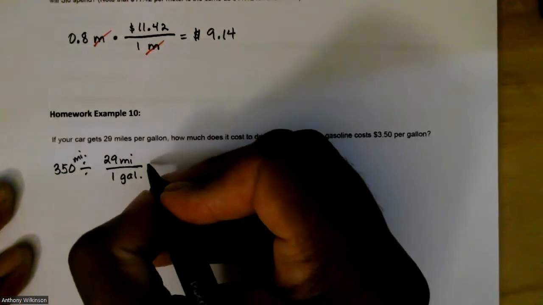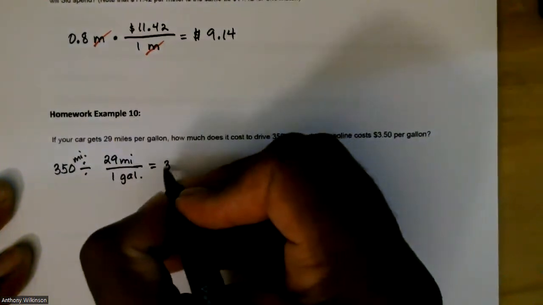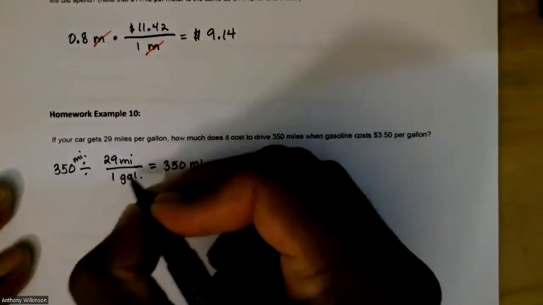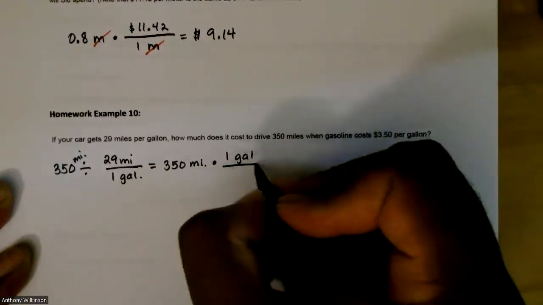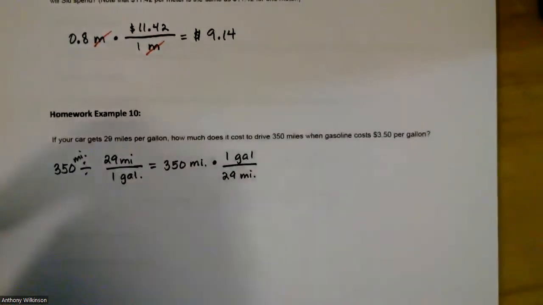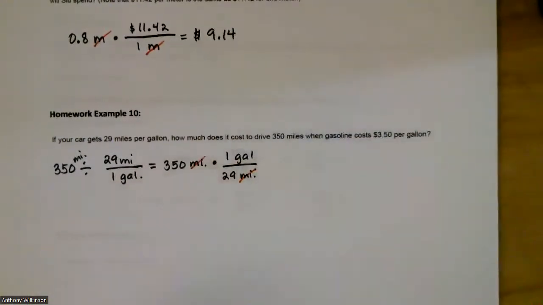Okay, so when I divide, I have to multiply by the reciprocal, so it'll be 350 miles times its reciprocal. Flip this over, it'll be 1 gallon in the numerator and 29 miles in the denominator. So in this case here, the miles divide out. So I have 350 times 1 divided by 29.